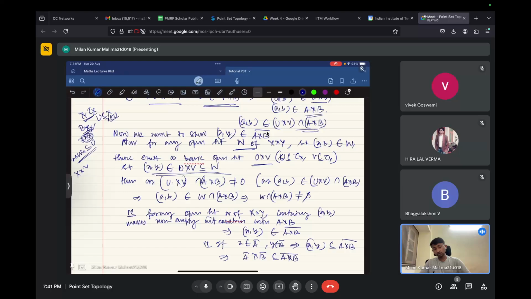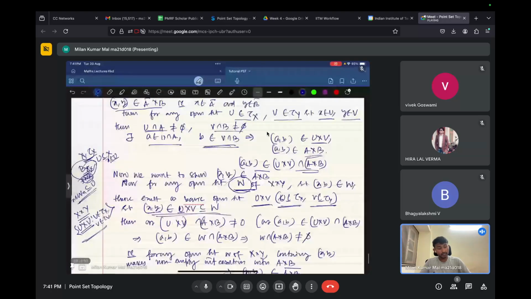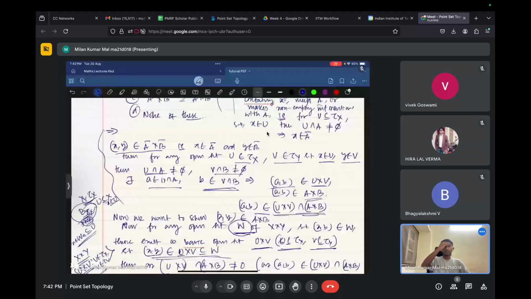But for the product topology X cross Y, this basis is nothing but the product of this type, where U is coming from tau x and V is coming from tau y. This is the basis for the product topological space. If W is an open set containing (x, y), there should exist a basic open set of the form U cross V, for U from tau x and V from tau y, with x sitting inside U and y sitting inside V. So this is the main idea.